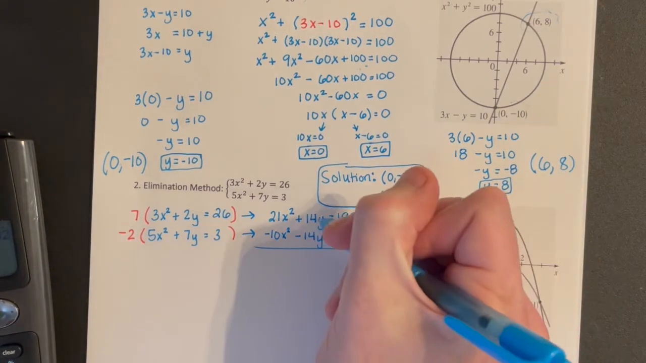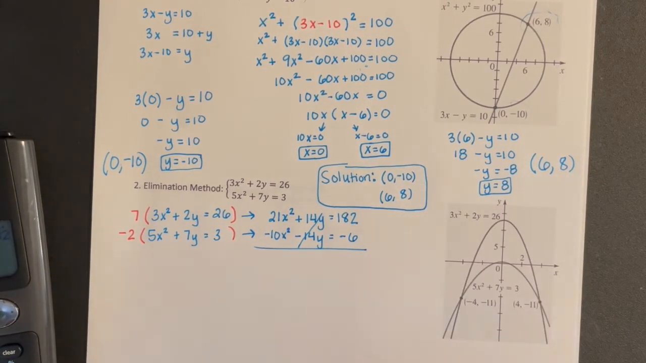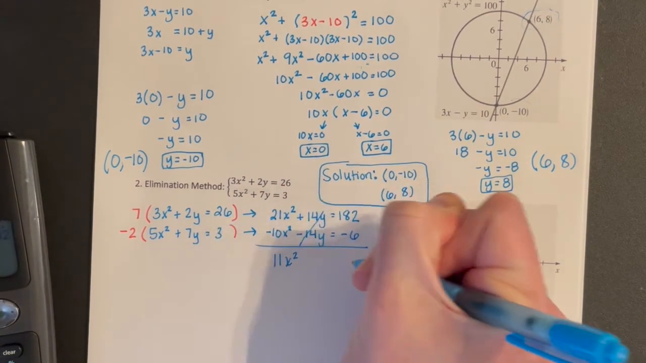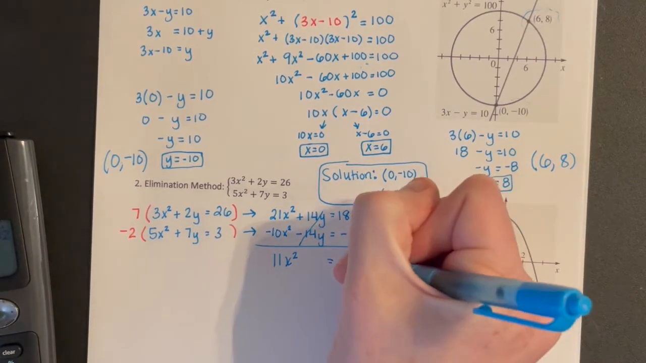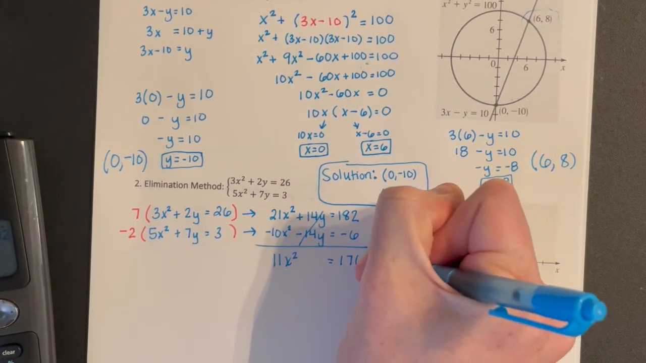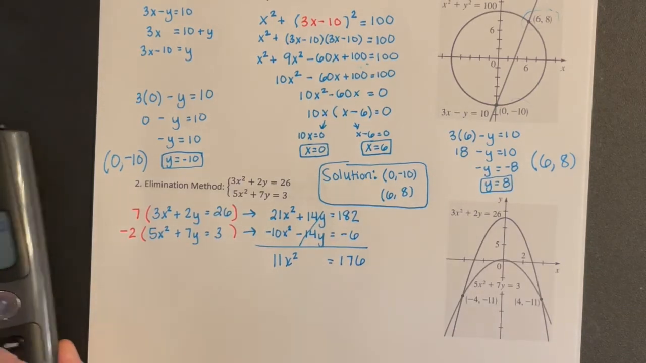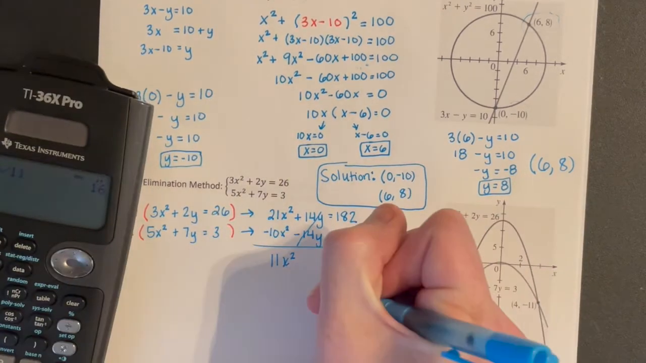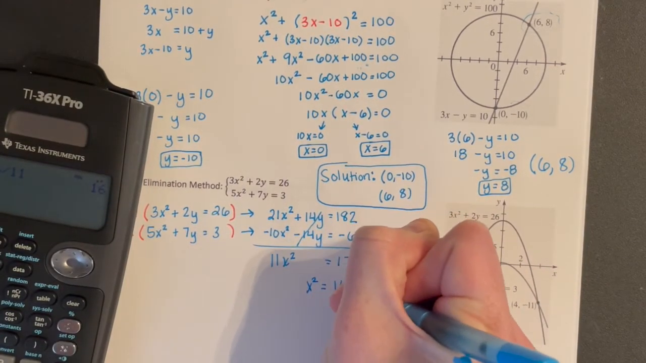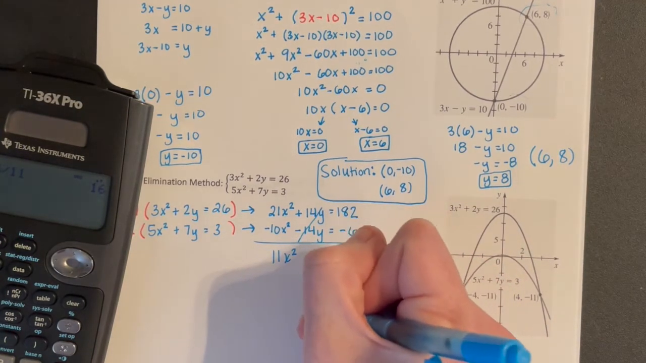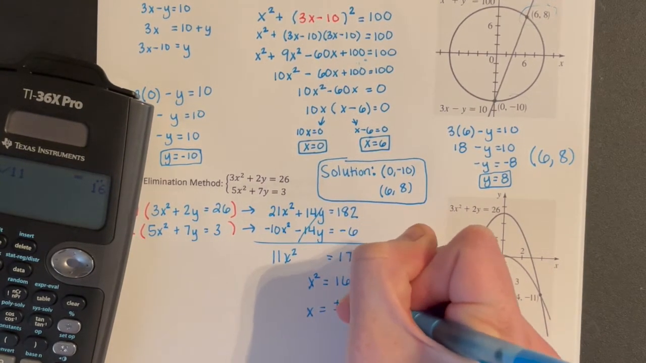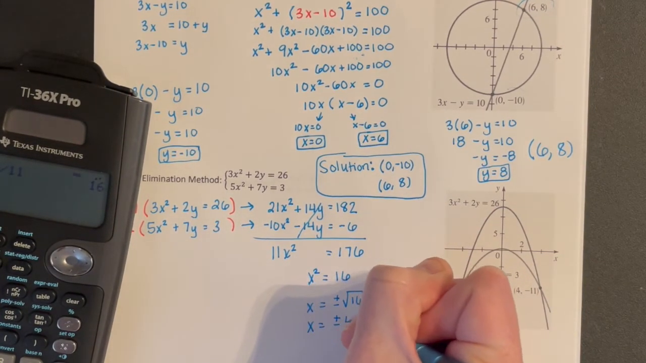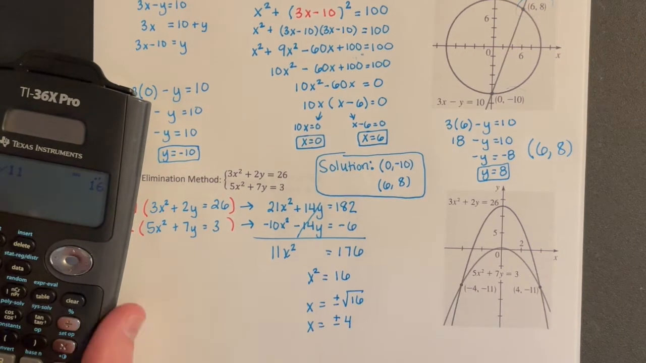We combine the equations so we see the y's have canceled out. And then that would make 11x squared equals 182 minus 6, which is 176. We've got to divide by 11. So let's see, 176 divided by 11 is 16. So x squared equals 16. Because we are square rooting, that means I'm going to have plus or minus the square root of 16, which is just 4. So I have plus or minus 4. Those are two of the x values.